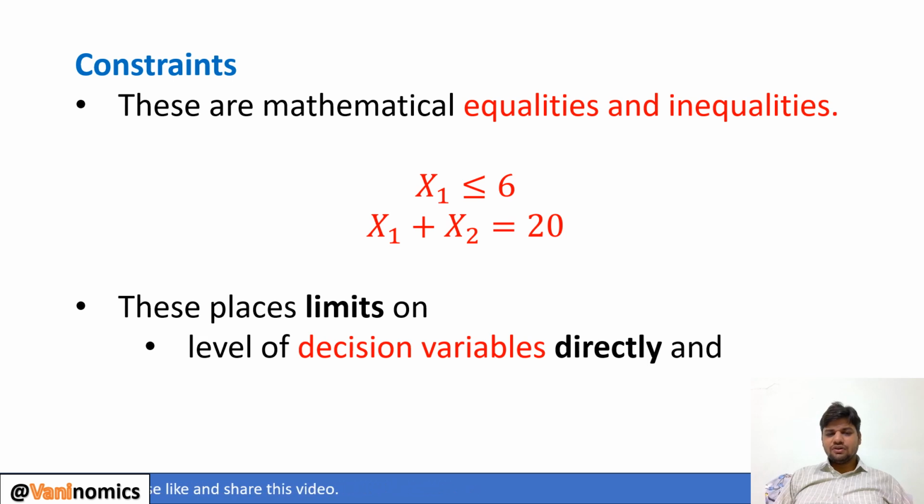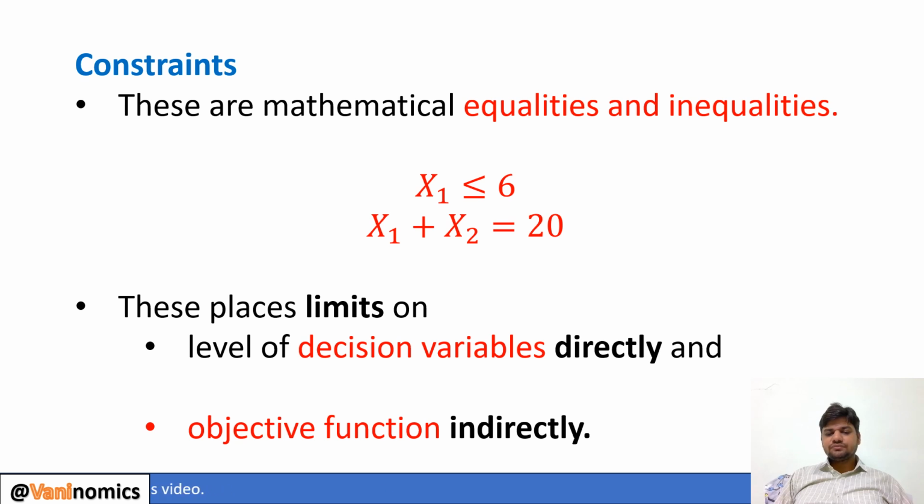These place limits on the level of decision variables directly. So if you see x1 less than equal to 6, here the maximum value that x1 can take is 6. So the constraint is placing a limit on the decision variable x1's value. Objective function indirectly. So if there is some objective function, let's say 4x1 plus 5x2, then if the values of decision variables are constrained by the constraint, then obviously the objective function is indirectly constrained in its values.